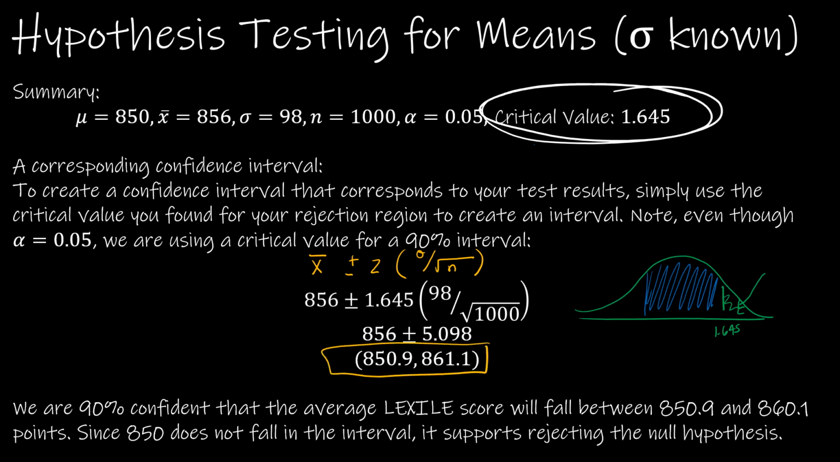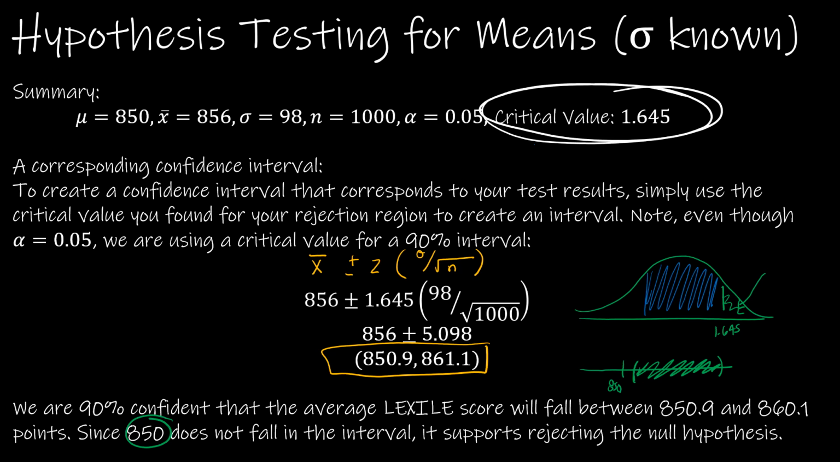And here's what the interval means. We're 90% confident that the average Lexile score will fall between 850.9 and 861.1. Again, remember that our test was testing 850. If I had this on a number line, 850 would be here, and then 850.9 would be to the right of that. So this is the interval, and notice 850 isn't in it. So that supports rejecting the null hypothesis.